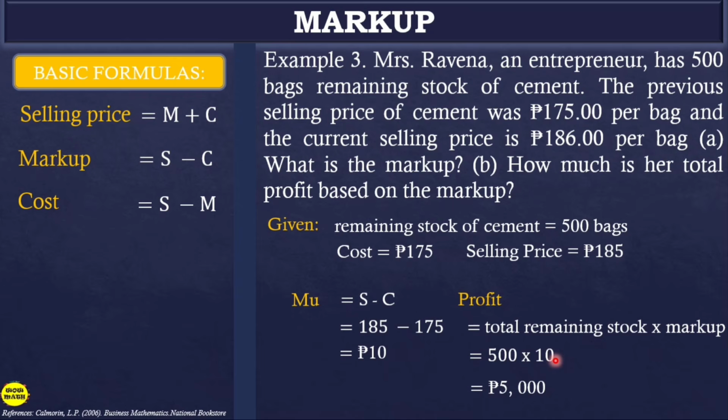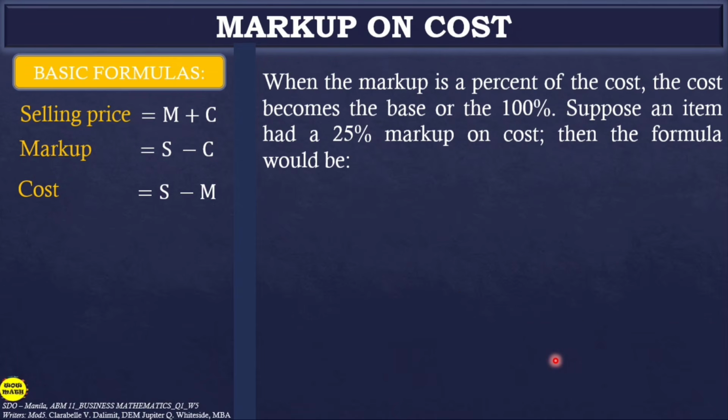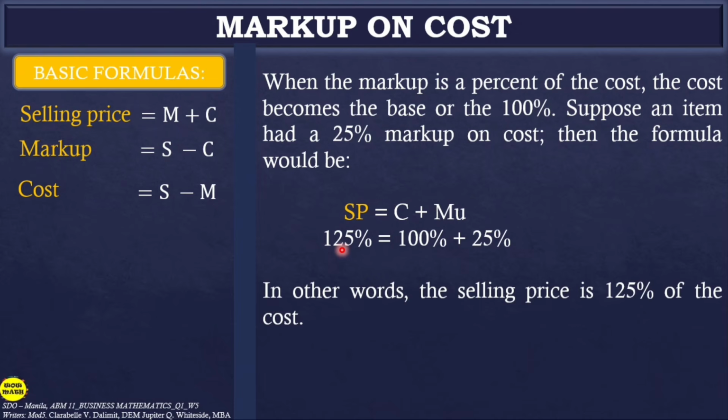Ravenna is 5,000 pesos. So, when the markup is a percent of the cost, the cost becomes the base of the 100%. Suppose an item had a 25% markup on cost, then the formula would be the total cost plus the markup. Okay, so the selling price is 125 pesos since ang base amount natin is yung 100% plus 25% na markup. So the selling price, that is 125%. So in other words, the selling price is 125% of the cost.